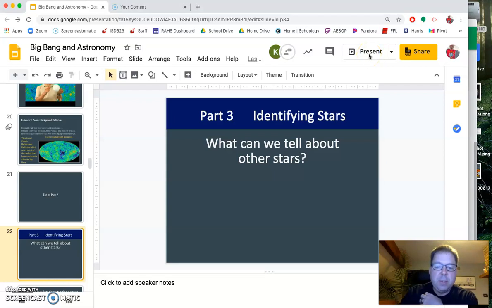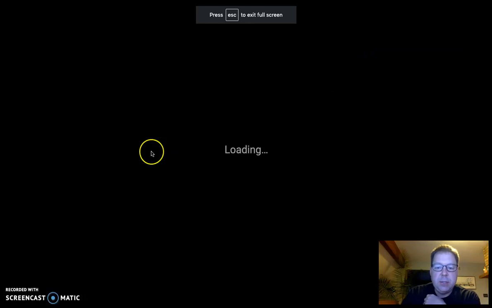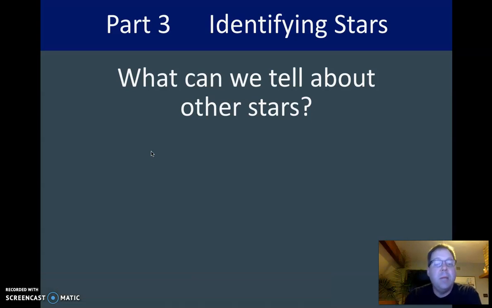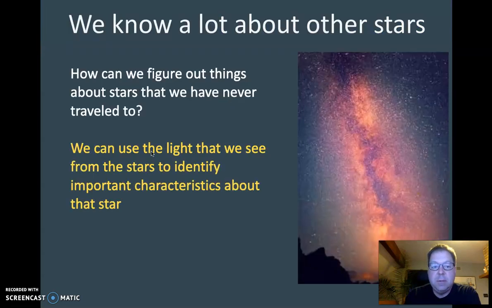Hello, everybody. We're going to talk about part three of the Big Bang slideshow. We're going to talk today about identifying stars and what we can tell about other stars. So we know a lot about other stars around the universe, and how do we know so much? Well, we can tell certain things about them by looking at the light that they give off.